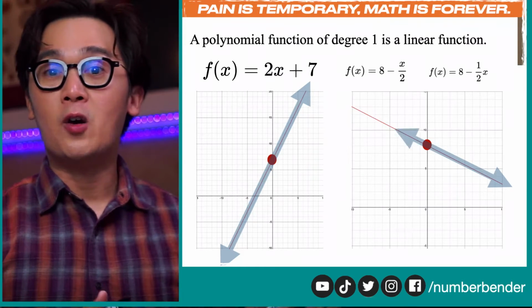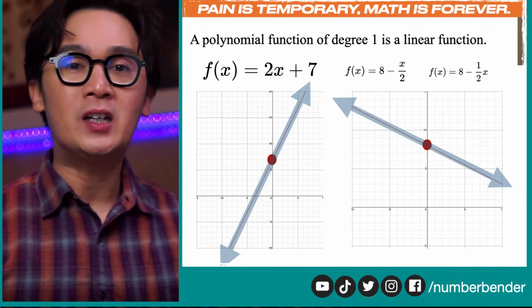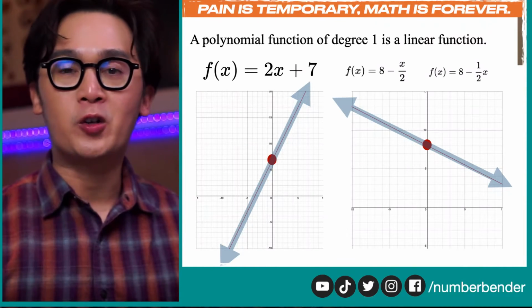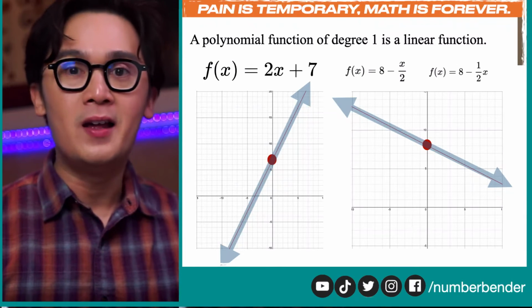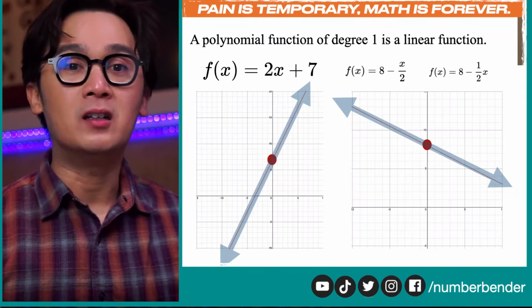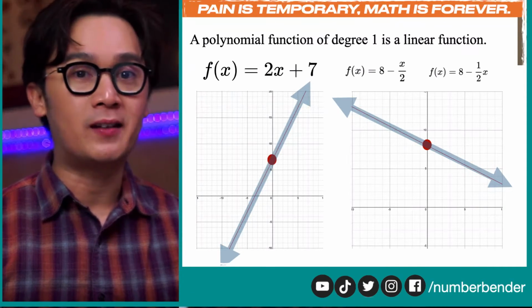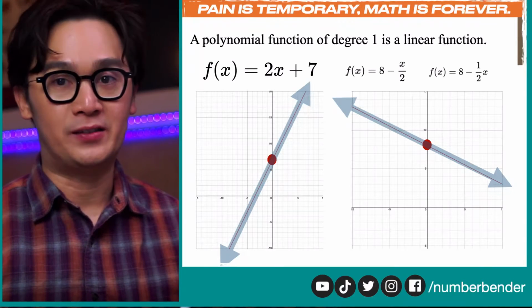So now we know that our function of degree 1 is a linear function, and most or almost all degree 1 polynomials will have a diagonal line, either increasing or going upwards, or decreasing or going downwards in the negative direction.